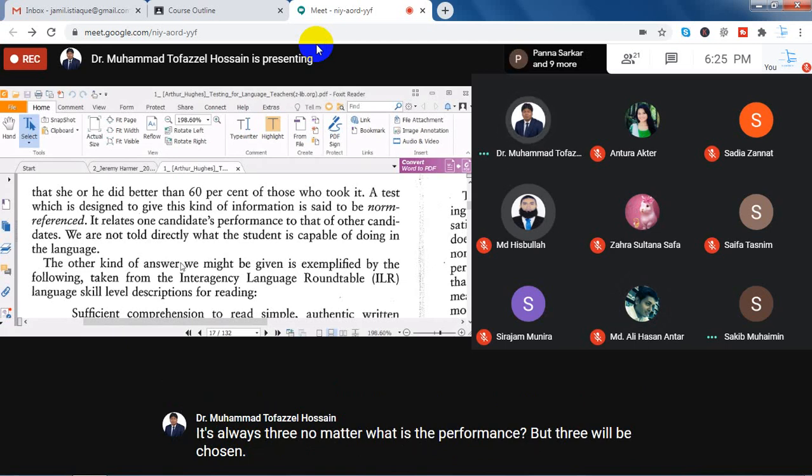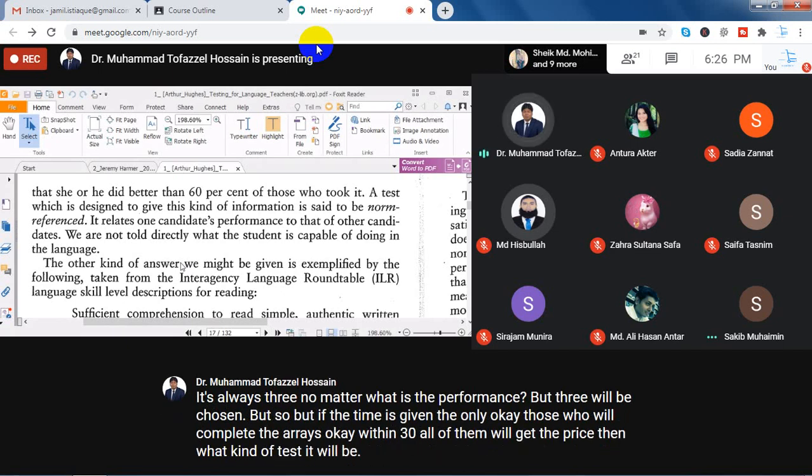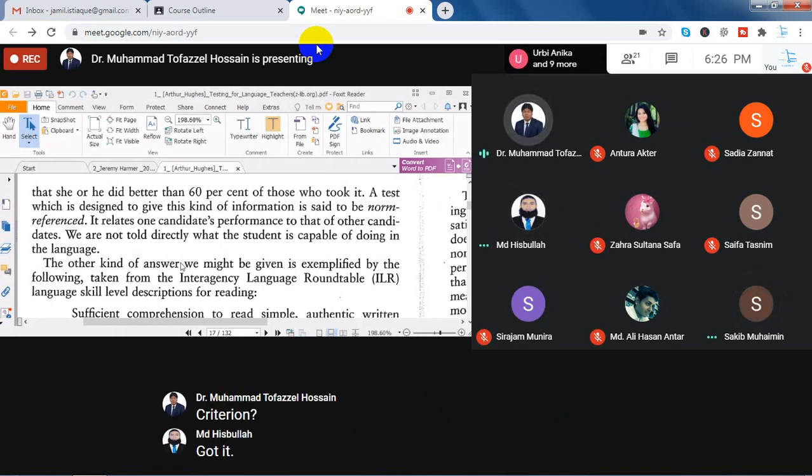Okay. But if the time is given, that only those who complete the race within 30 minutes will get the prize, then what kind of test will it be? Will it be norm referenced or criterion? Criterion. Then it will be criterion.